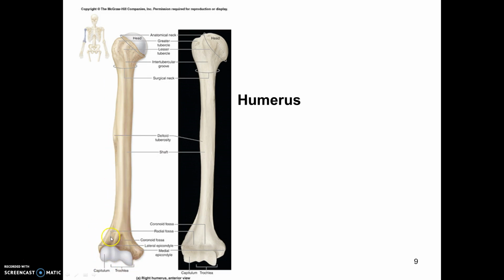And down at the distal end, we have several features that articulate with the radius and the ulna, particularly the capitulum and the trochlea. And we have some depressions just proximal to those parts here, where parts of the radius and ulna will slide into when we flex the elbow joint. So proximal to the capitulum is the radial fossa, where the head of the radius slides in. Proximal to the trochlea is the coronoid fossa, where the coronoid process of the ulna will slide in.